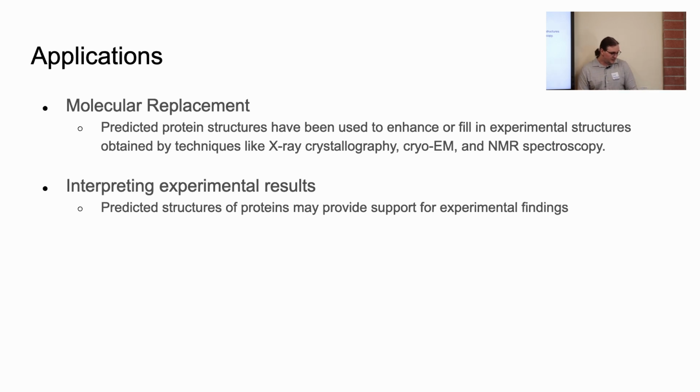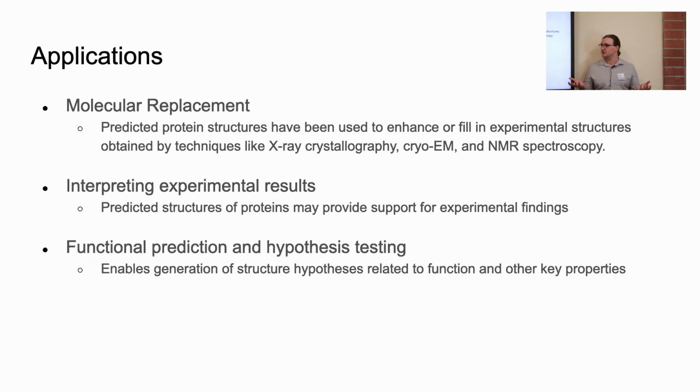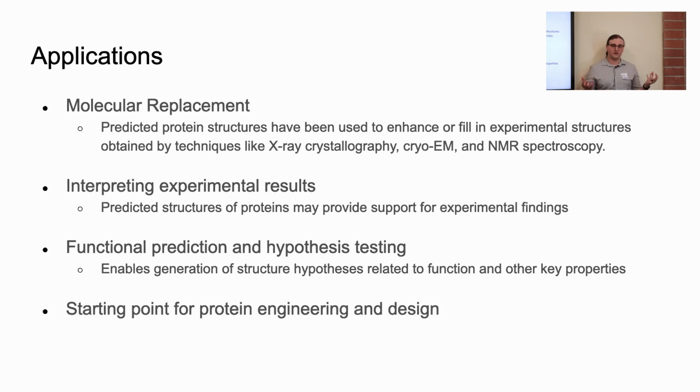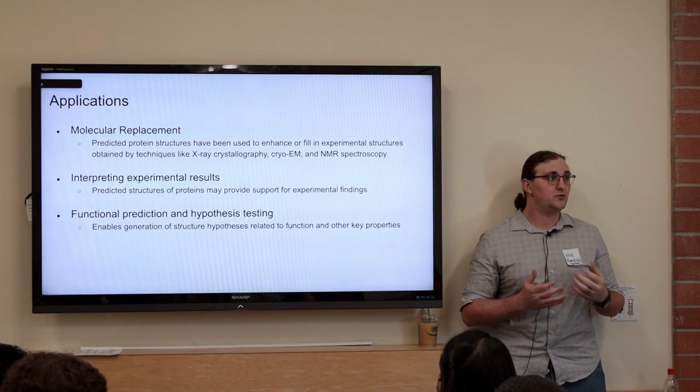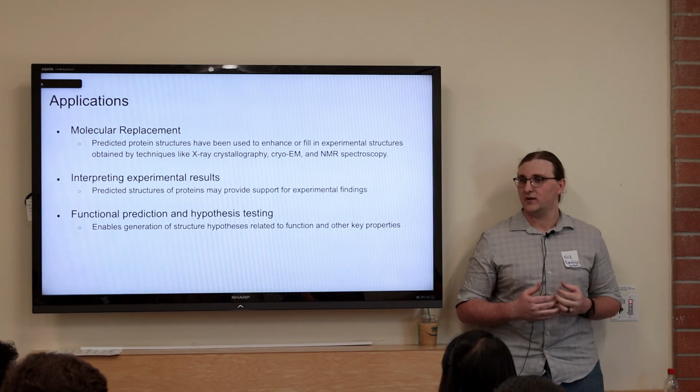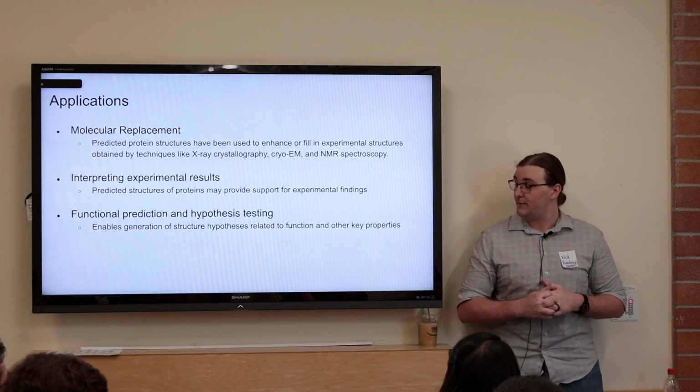You can also use it to help interpret experimental results. If you have an interesting result that maybe these two proteins are interacting, or these two residues are interacting, you can validate or corroborate those results with predicted structures. It's also useful for functional and hypothesis testing because you can make a predicted structure and ask questions like, does it look like it coordinates a zinc ion, or maybe it has a very specific pocket shape. You can start creating hypotheses of what that protein may be doing functionally or what it may be interacting with at a higher systemic level.